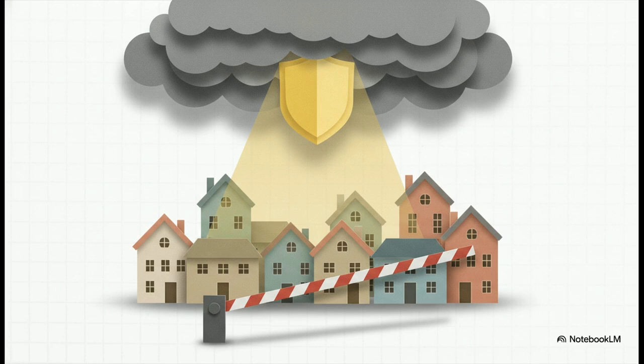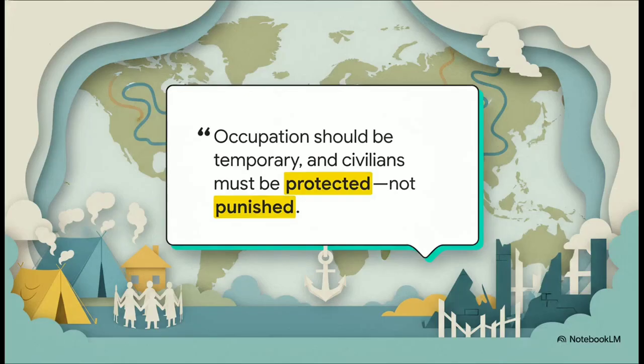But when I was diving into this source material for this explainer, something absolutely crucial stood out to me, something that honestly often gets lost in the noise of conflict. Even under these extreme chaotic conditions, civilians do not lose their basic human rights. And that brings us right to the foundational premise of international humanitarian law. Get this: occupation should be temporary and civilians must be protected, not punished. That right there is the anchor for everything we're going to explore today.